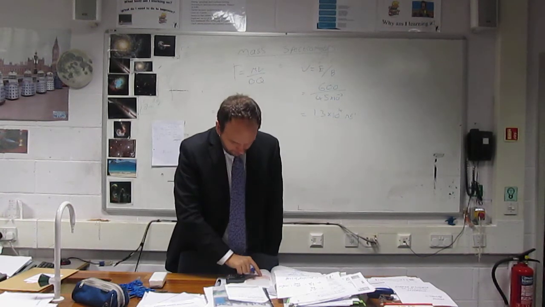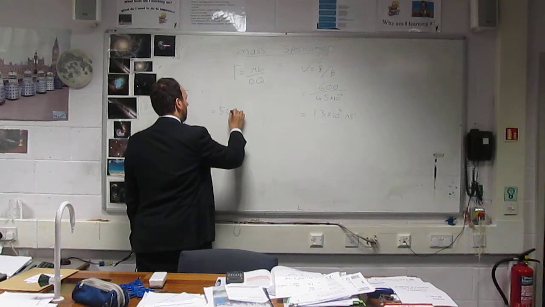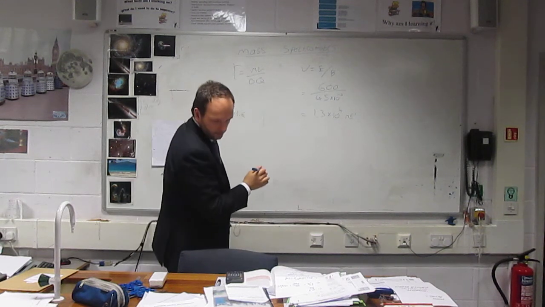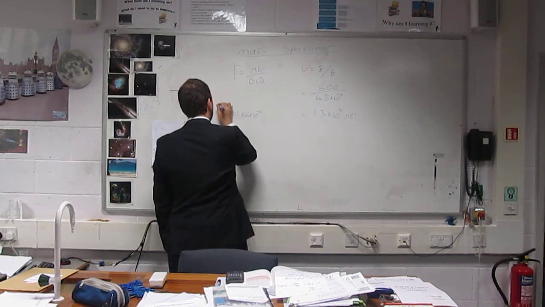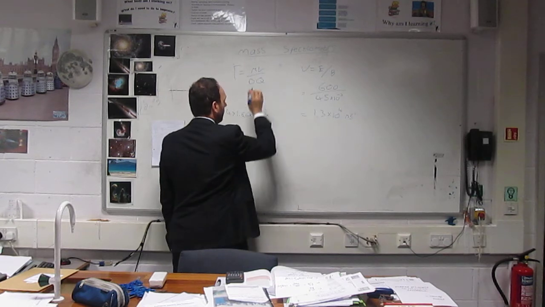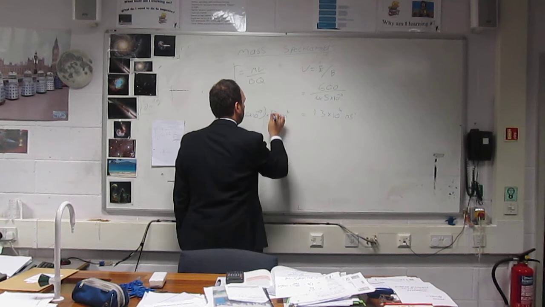So if we look at isotope 54, we're given the mass of the proton. It's 1.66 times 10 to the minus 27. We can figure out the mass. We've just found out the velocity, 1.3 times 10 to the 4.